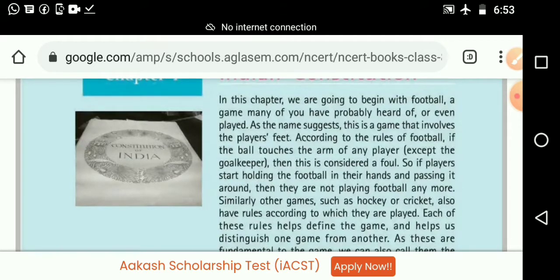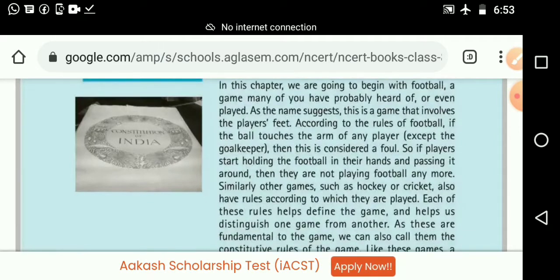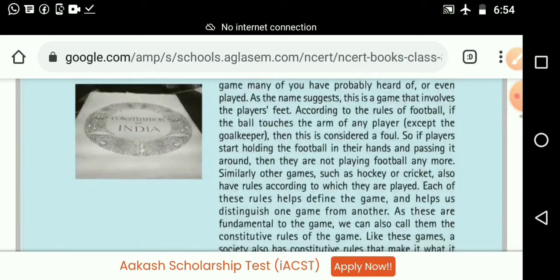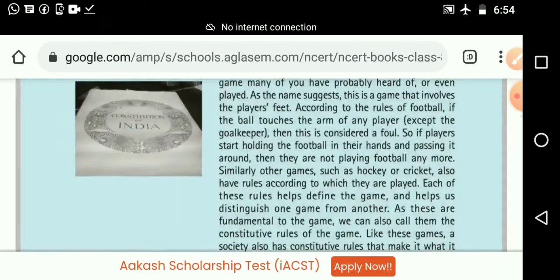In the classroom we have some rules and regulations. At home we have some rules and regulations. Whether it is a chess game, football or cricket, in every game we can see rules and regulations. According to the rule of football, if the ball touches the arm of any player except the goalkeeper, then this is considered a foul.